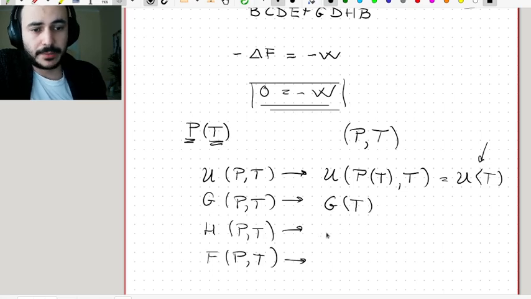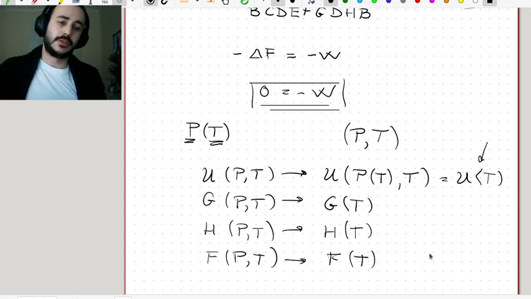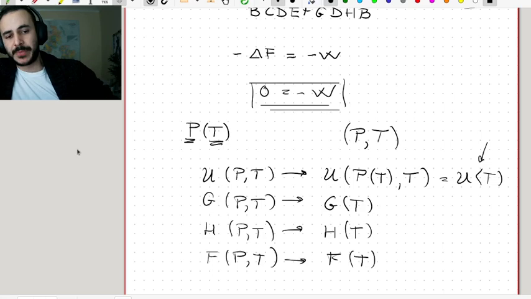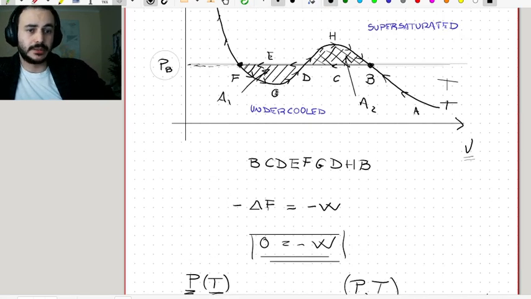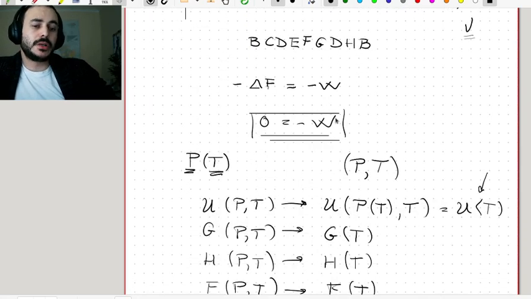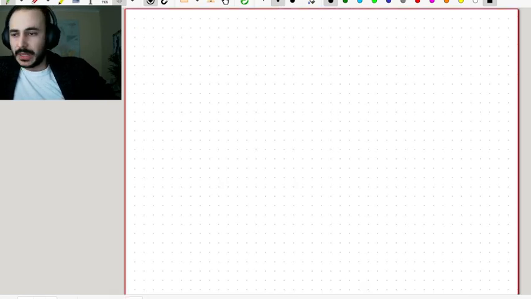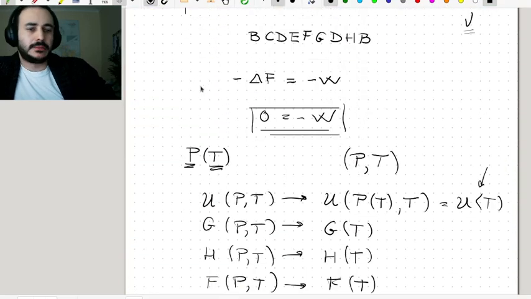Same thing happens with Gibbs free energy and the enthalpy and the free energy and any other potential. You can define also the entropic potentials and so on. Okay, so that's one important consequence. When you are in the saturated situation, everything is really a function only of temperature. And let me see, well, there's another, if you like, nice consequence.